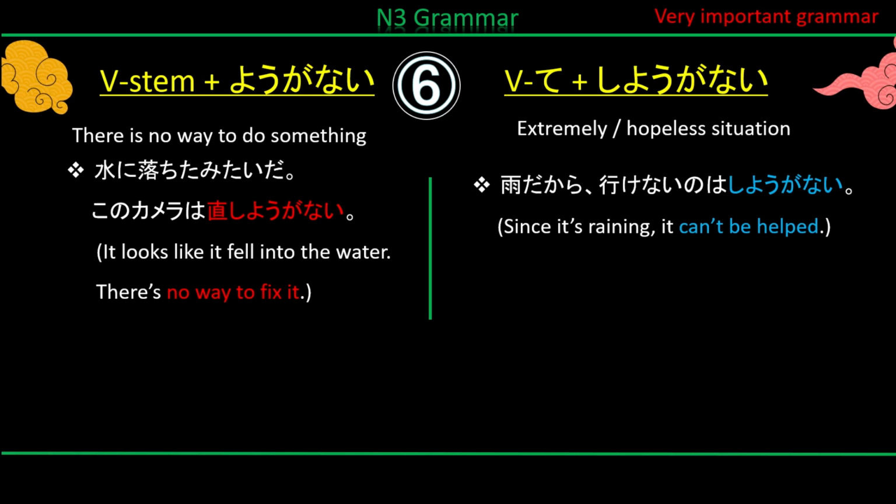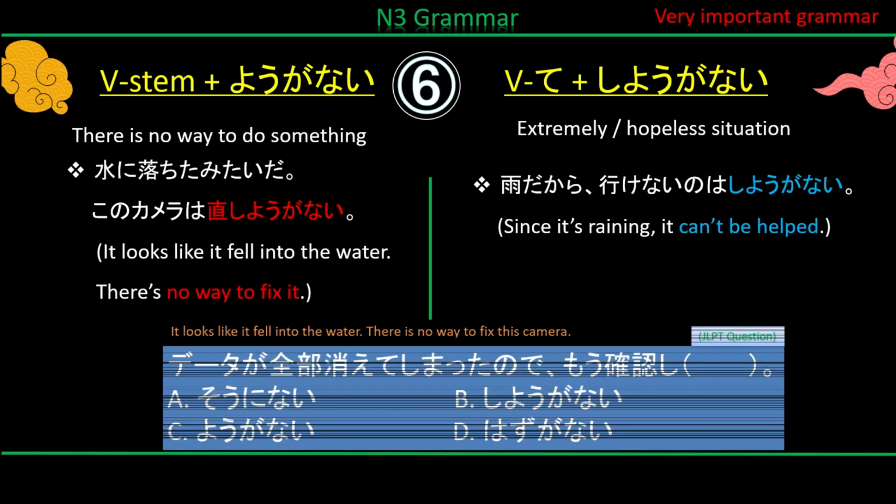This means it looks like it fell into the water. That's why there is no way to fix this camera. So here the problem is the lack of a method. That's why yo ga nai is the correct choice. Now an example with shou ga nai. Ame dakara ikenai no wa shou ga nai. So this means it is raining, so I can't go, so it can't be helped.